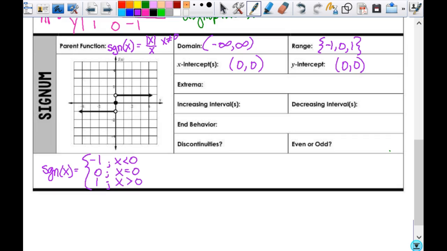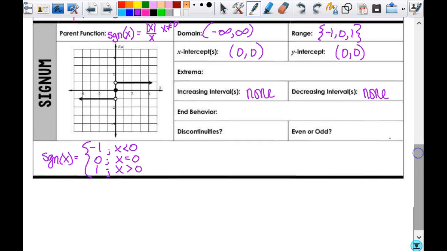Do we have any extrema? No, because there's not one point that has the highest or the lowest y value. There are an infinite number of those points. So we're just not even going to put anything because extrema isn't even anything we talk about with this one, because this one doesn't exactly fit the mold of the rest of them. I just kind of copied and pasted all this. We're just going to leave this completely blank. Is it increasing anywhere? No, so there's none. Is it decreasing? No. But what this one does have that the other ones didn't, and that's why it's not even a choice, is constant.